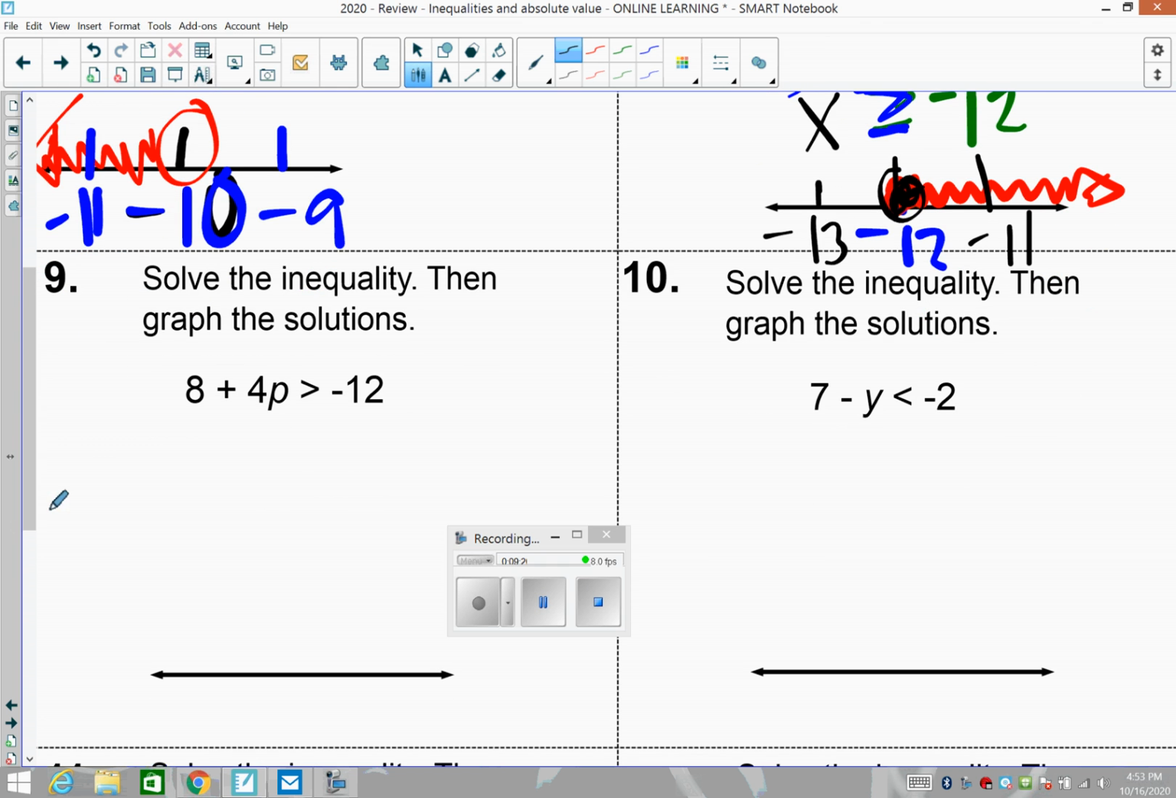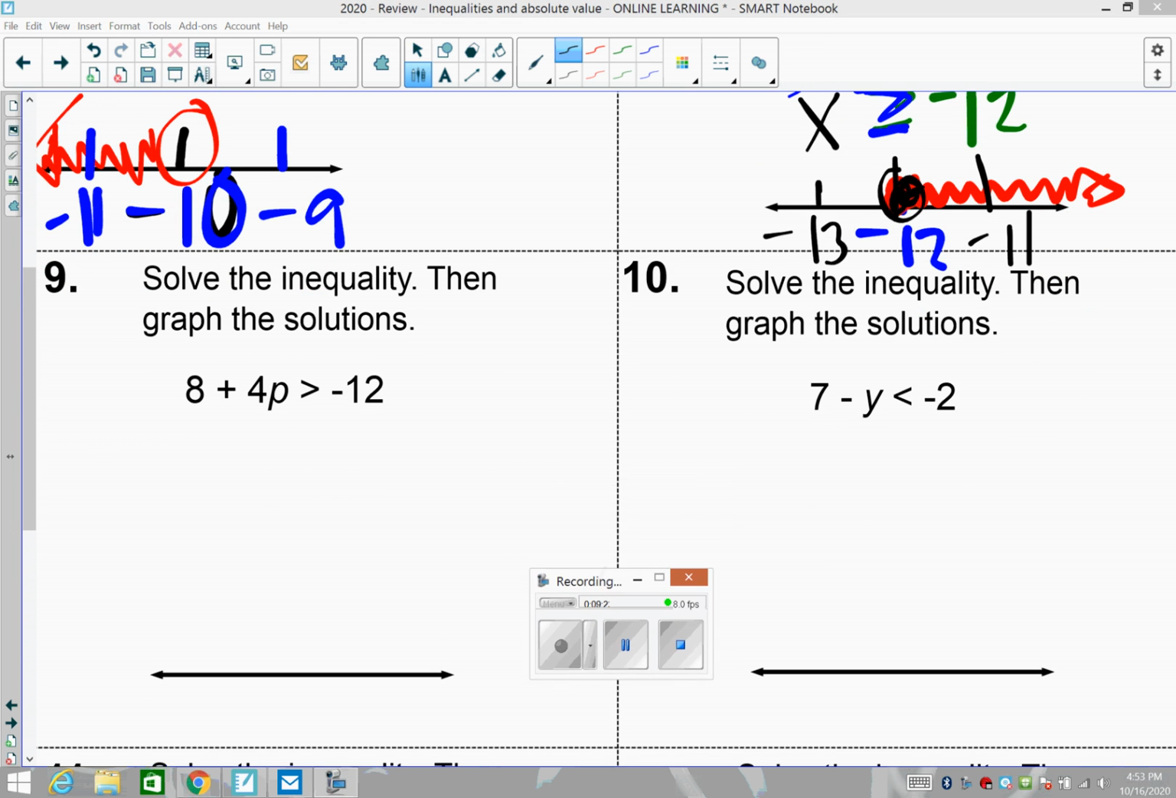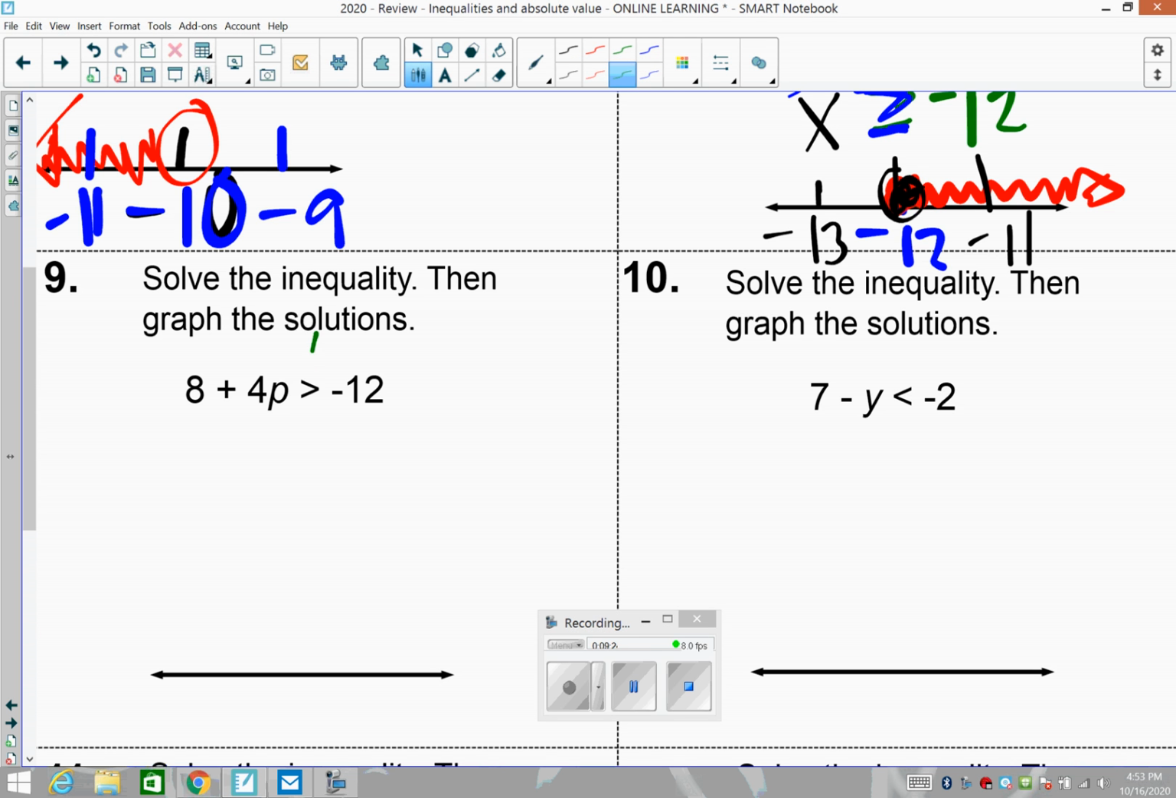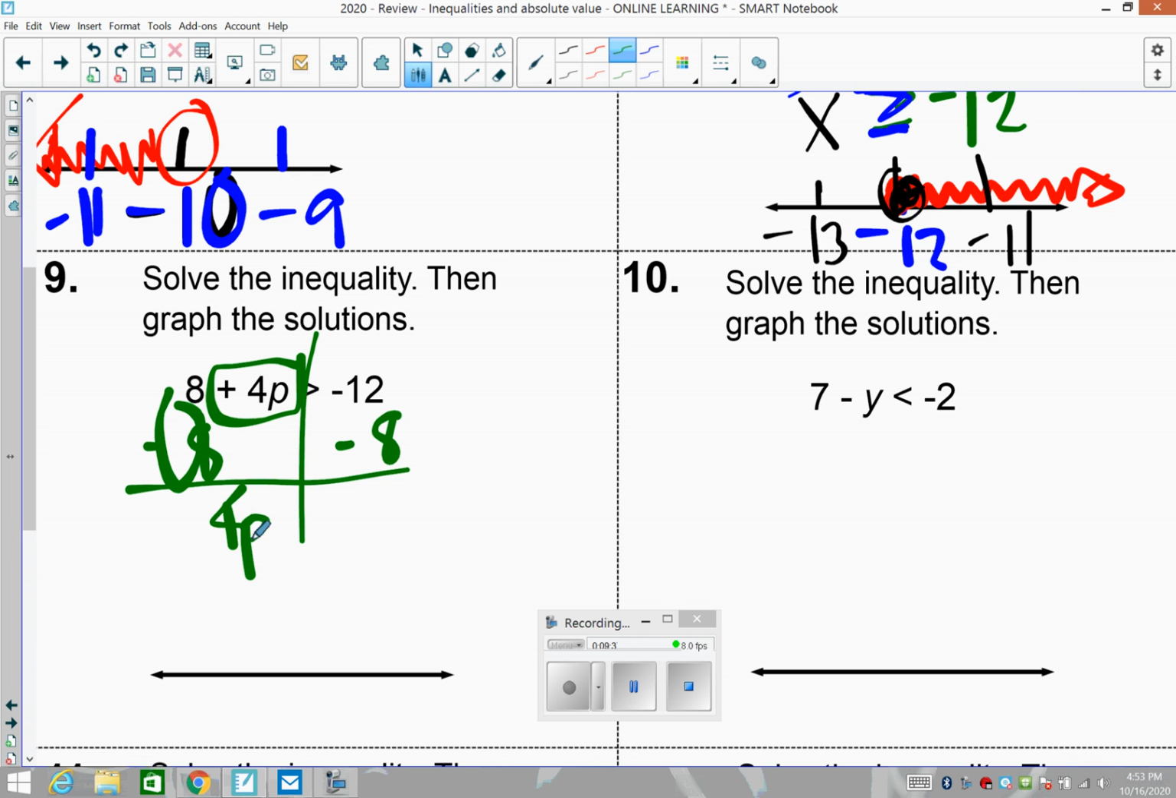Question 9. Solve the inequality, then graph the solution. So this time we're going to solve for P. I'm going to undo that because I should have grabbed that sign out front. It's not going to matter in this case, but we're going to subtract 8. We're going to move it to the other side. So we get 4P is greater than negative 20. Divide by 4, copy, paste, copy, paste.